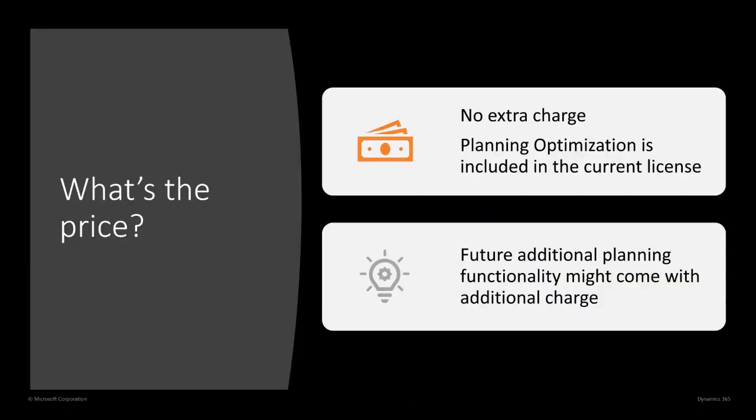A question we get often in the beginning is, so what is the price for planning optimization? And there is no extra charge. Planning optimization is included in the current license. That said, I will add here that future additional planning functionality might come with additional charge. But for now, everything that we have in planning optimization is included with the license, so there is no additional charge, and we intend to have it like that.